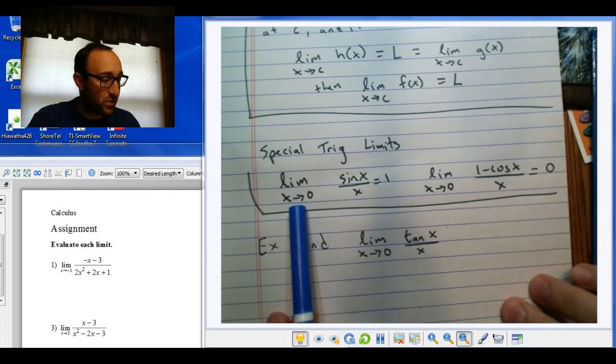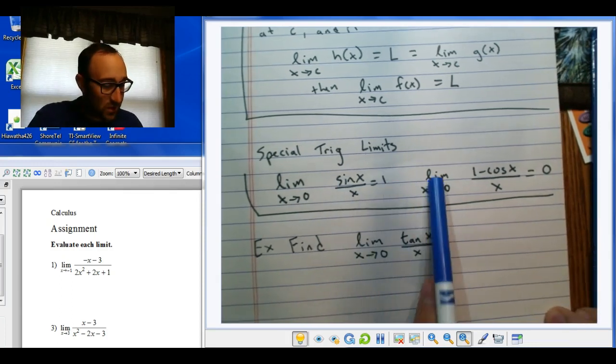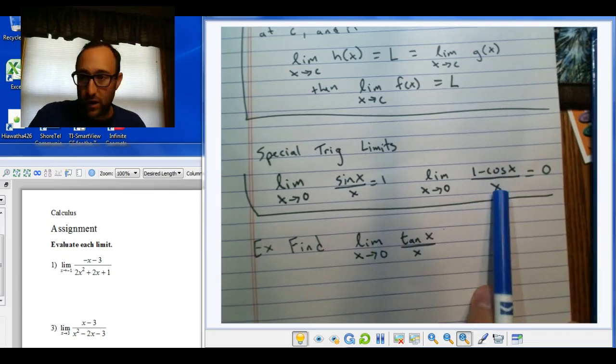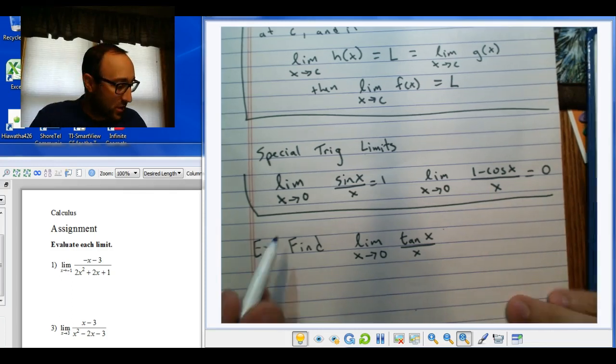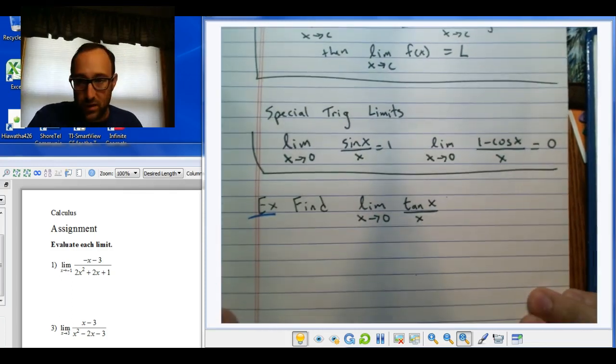Okay, and here are a couple of special trig limits. The limit as x approaches 0 for sine x over x equals 1, and the limit as x approaches 0 for 1 minus cosine of x over x equals 0. Okay, so let's do an example with these special trig limits.